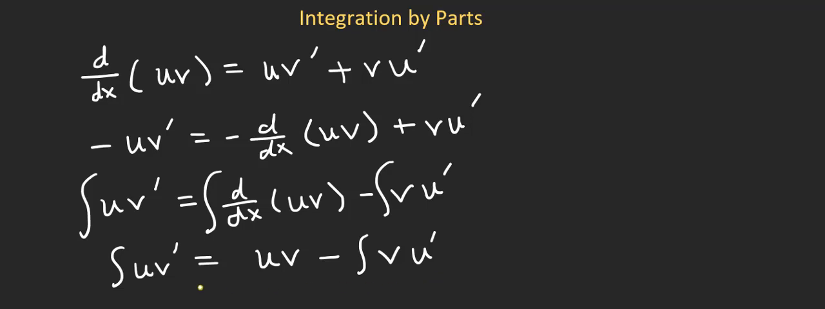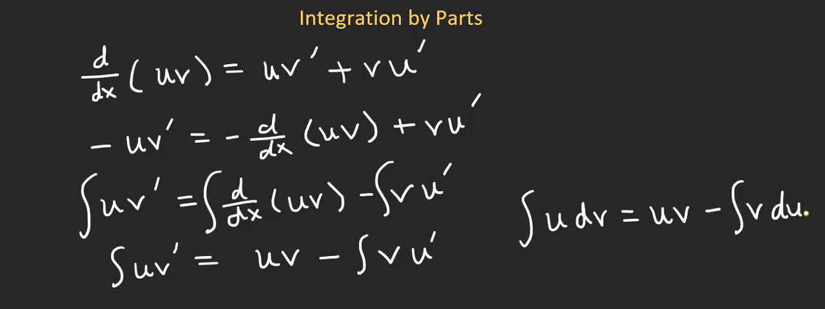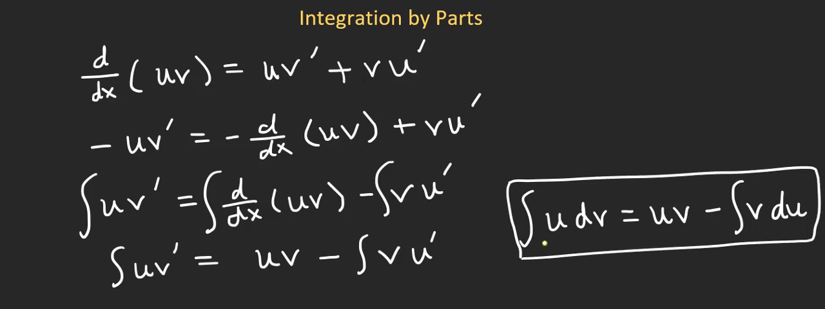Now if you polish this up, it's the same thing as integral of u dv is uv minus integral of v du. And this is the formula when you do integration by parts. And we'll look at some examples.